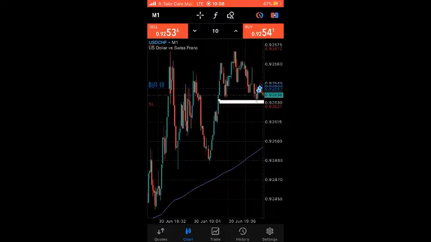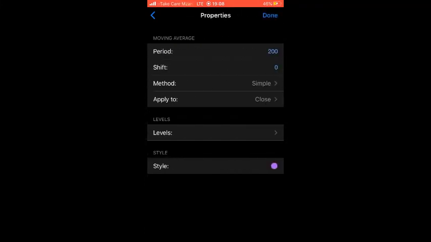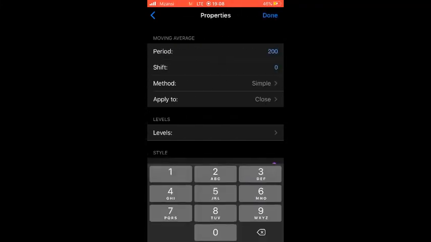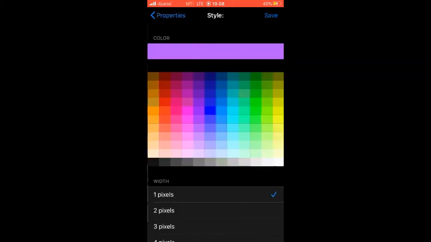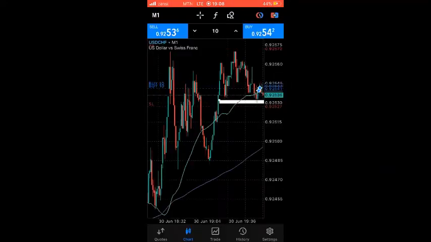Now we're going to set a 50 moving average. So again, we go there, moving average. As you can see, the period here is 200. Let's change it to 50. So this moving average is going to be 50, and the color will be, let's say, turquoise. And we save that, and boom, there it is on the chart.